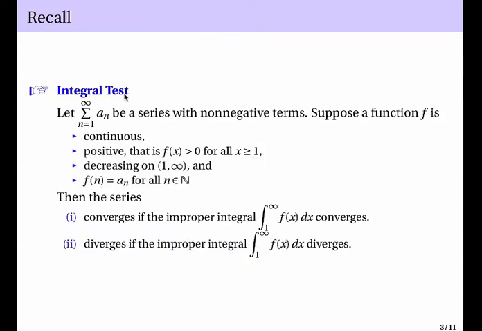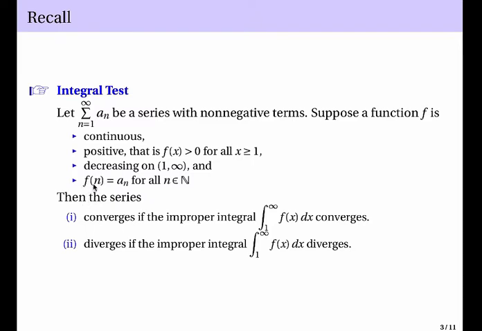Next, let us recall the integral test. So let the series a sub n be a series of non-negative terms. And suppose we have a function f that is continuous on the interval from 1 to plus infinity. The function f is positive, meaning f of x is greater than 0 for all x greater than or equal to 1. The function f is also decreasing on the interval 1 to plus infinity.